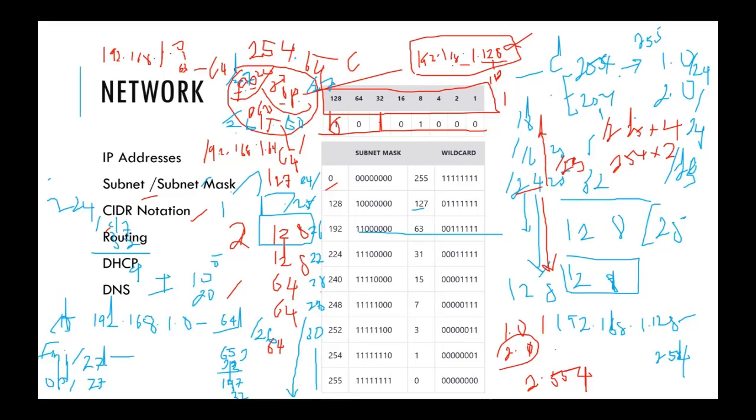And at that point, if you are looking at the traditional way, what you now have as the subnet mask will be 255.255.